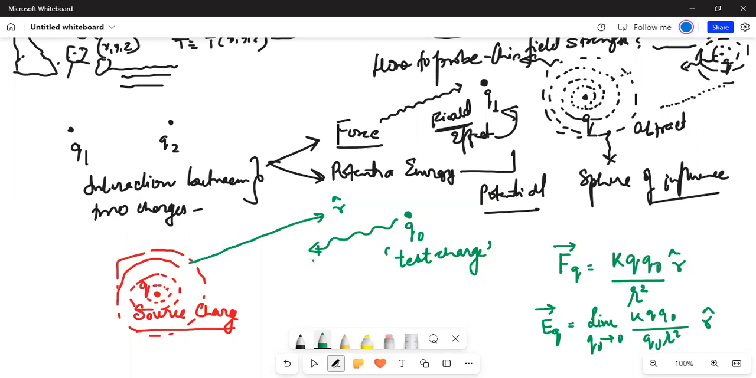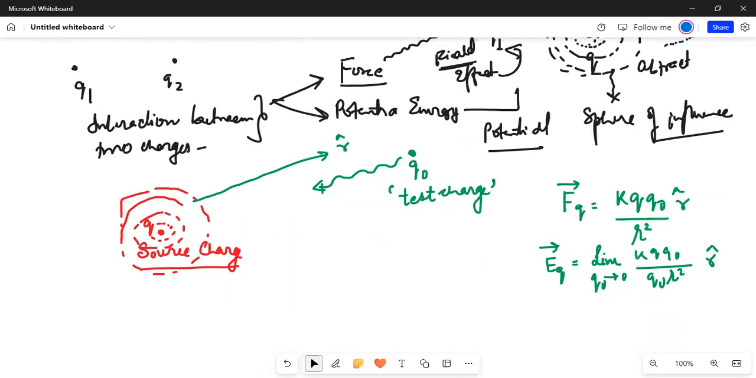So basically what is the field strength? Field strength is given by limiting value Q naught tends to 0. Why am I saying it? Because whatever test charge we are bringing, we should bring it as small as possible. Is that clear?